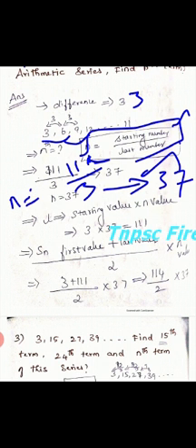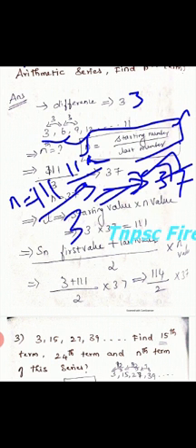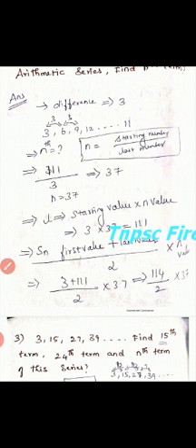You put 3 here. The last number is 111. So 111 divided by 3, we will get the answer 37. 37 is the answer for this question. Okay. If they ask for L, we will see the L also.